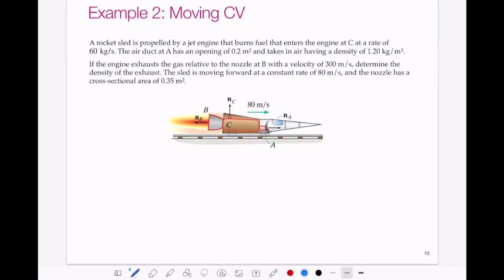The other thing we have to assume is, because it gives us our mass flow rates, kilograms per second, and our velocity exiting, we're going to assume that we have average velocities. So we're assuming that the velocity profile exiting at B and entering at A is more or less constant. So we're going to assume it's compressible, and we'll use average velocities.